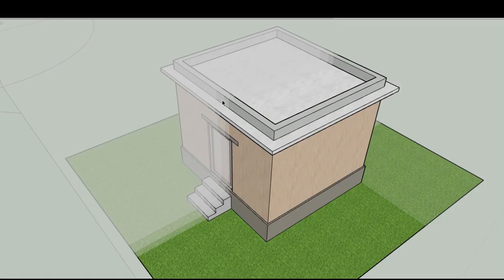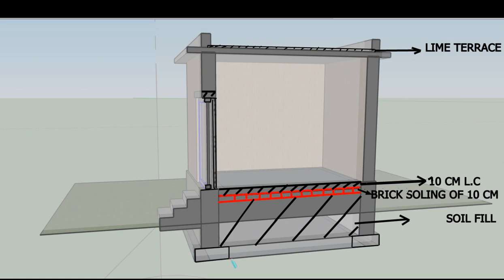Now let's assume that this is the AA section of this building, and when you cut this house from the AA section, it will look like this. We can see the lime concrete all over the house. This is the first class brickwork in the footing, and here we can see the brick soling of 10 centimeter. Similarly, this is the 10 centimeter LC, and this is the inner part of the room. You can see that there is a batten door and a steel grated door. This is the lintel. Similarly, this is the RC slab portion, and above the RC slab we can see lime terracing and a parapet wall. This is the ground level. Below the ground level there is also the lime concrete of the steps.